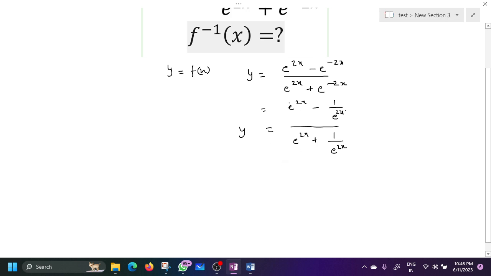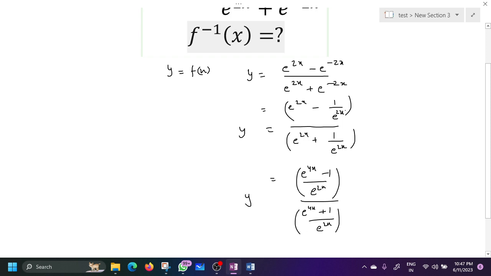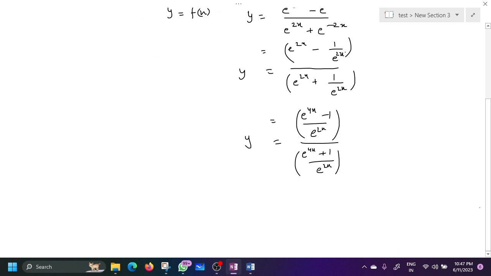So now you have this equation here in which you will take the LCM. So you will get e^(4x) minus 1 over e^(2x), whole over e^(4x) plus 1 over e^(2x), and this is equal to y. Then the e^(2x) cancels with e^(2x), so you get only y equal to e^(4x) minus 1 over e^(4x) plus 1.